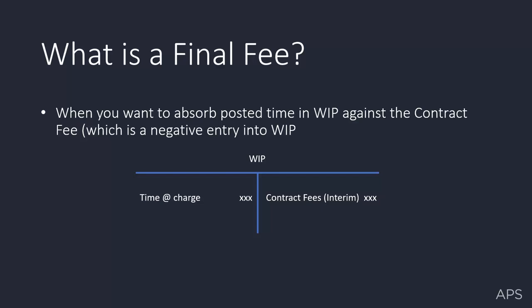What is a final fee? A final fee in APS terminology is when you want to absorb WIP against matters that have had an interim fee raised. If your practice does timesheets, it is important for staff to post time against the matters associated to the contract to ensure you will have WIP available to allocate. If your practice doesn't enter timesheets, then you will not need to complete a final fee, as you will have no need to absorb time. WIP in this instance will remain negative.